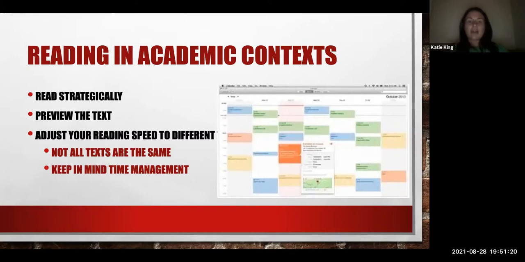And know that you're going to have to adjust your reading speed to different texts.